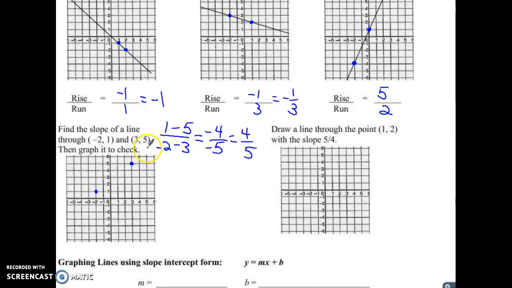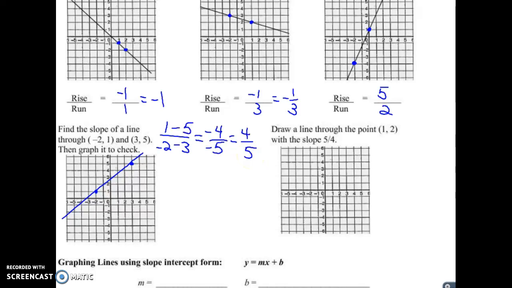And notice when I draw my line, it is in a positive slope. This slope is going up. It's uphill. My answer better be positive. Let's just check to make sure. Start here, 1, 2, 3, 4. 1, 2, 3, 4, 5. 4 over 5 is my slope.